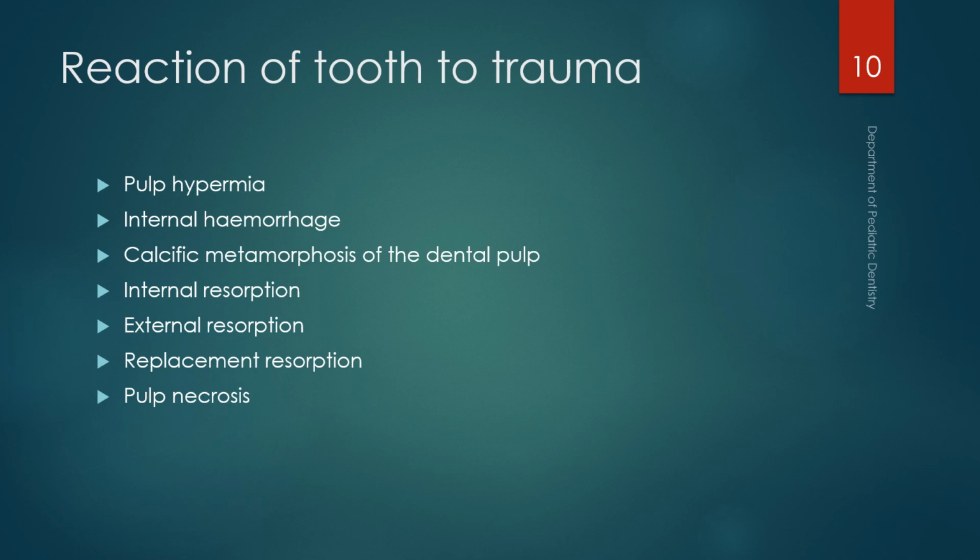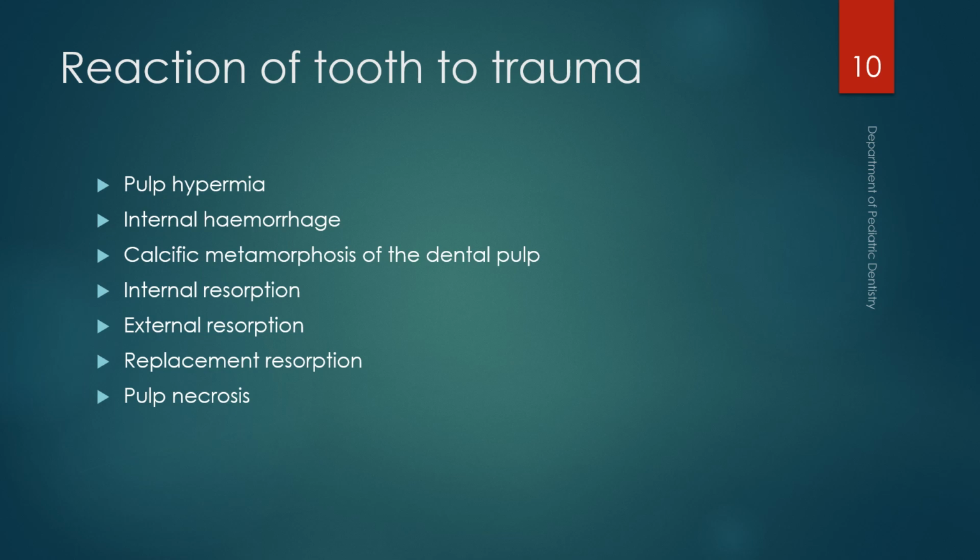So again, the tooth will get temporarily discolored, and as the pulp hyperemia will reduce, the internal hemorrhage will reduce, the tooth normally comes back to its original color. But then again, you must be aware that internal hemorrhage can happen, which can cause temporary discoloration of the tooth.